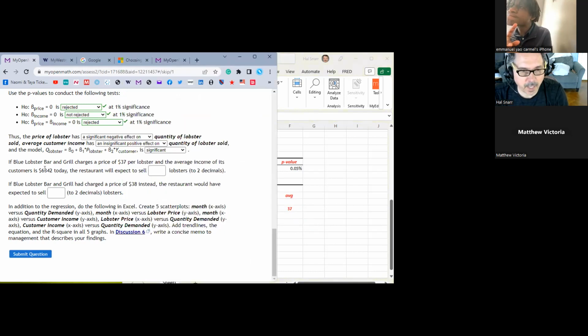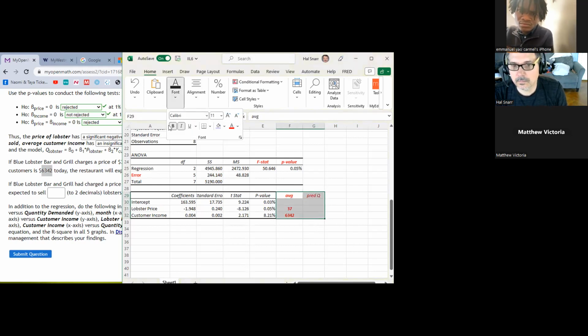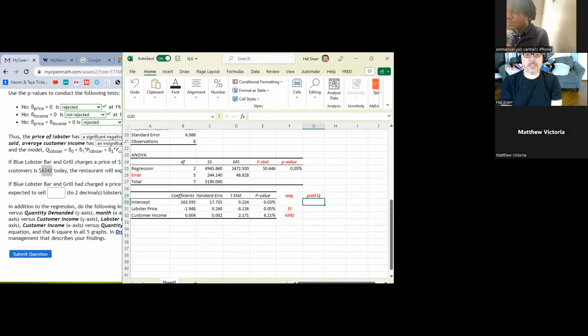Customer income, I'm going to grab it from here, see? 6342. Right? So those are my averages. And this is my predicted value, my predicted quantity. Okay. So the way I get my predicted quantity is I'm going to use something called sum product.